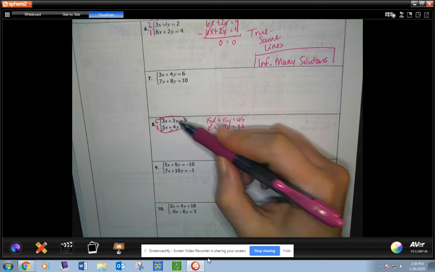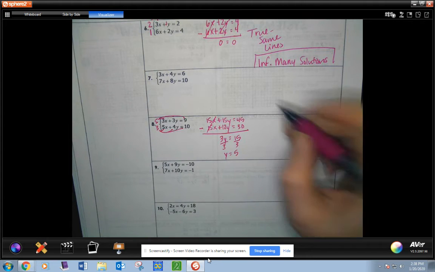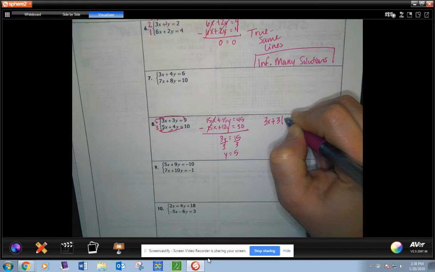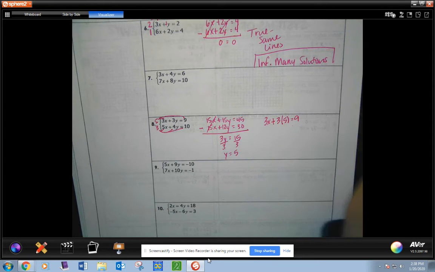Now take this and plug this back into either the top or the bottom original. I'm going to go with the top. It has smaller numbers. So I'm going to keep 3x plus 3, but instead of y, I'm going to put 5, equals 9.